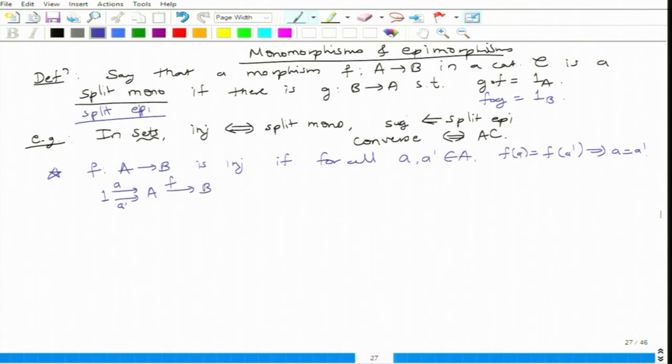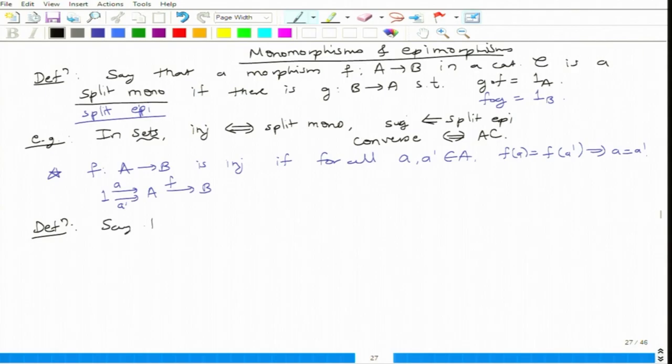And we are claiming that whenever F A is equal to F A prime, then A is equal to A prime. Now, this is the actual definition of a monomorphism, but we are going to generalize it and not worry about a terminal, because a terminal may not exist. For example, in the category of unital rings with 0 not equal to 1, there is no terminal object. So, therefore, let me define it.